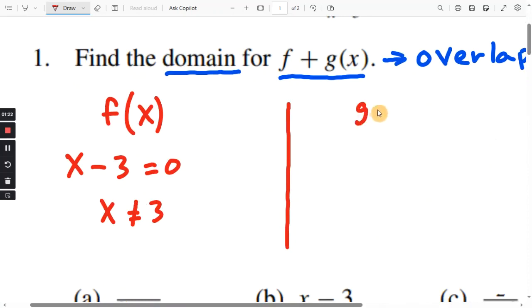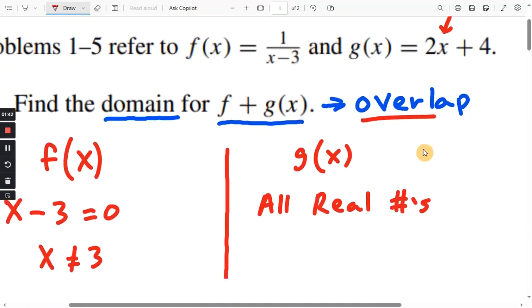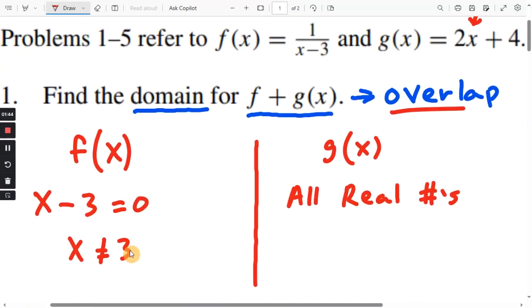All right, and then on the g of x function, there is no value of x that wouldn't work. So g of x is all real numbers. As far as the domain, you're allowed to plug in anything in place of x. So the overlap between the two: this is all real numbers, this is x not equal to 3. So this is the only restriction right here, x not equal to 3.